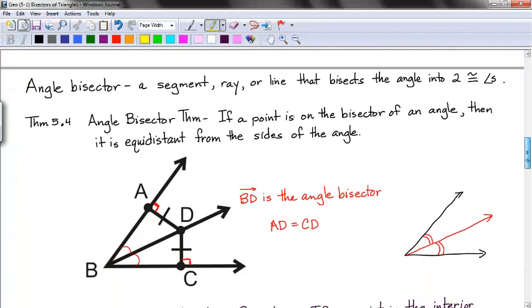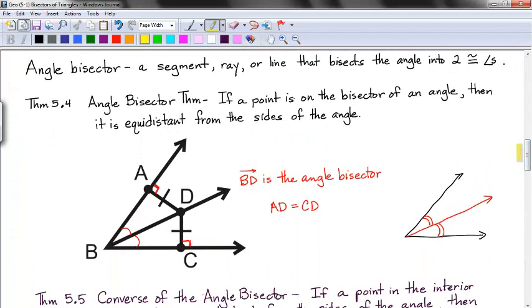Okay. Go to the next page. Now, angle bisector. We're going to look at angle bisectors, and then we're going to go to triangles.